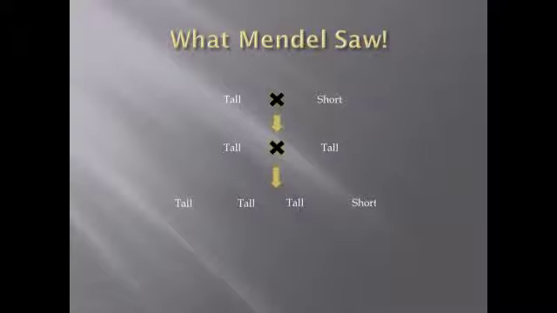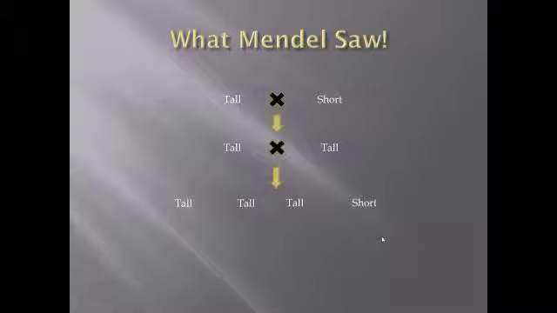So he then took this group here, which he called, a fancy term, the F1 generation, and he made them have kids. When they had babies, he discovered that he got this particular grouping. He got a tall plant, a tall plant, a tall plant, and a short plant. So he got a 3-to-1 ratio. He got three tall plants to one short plant.